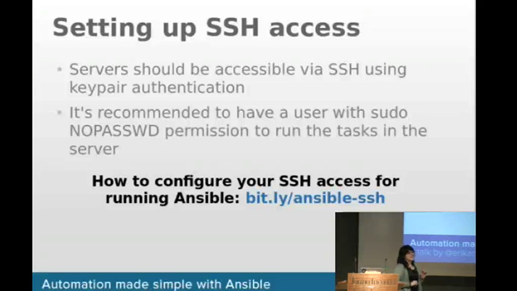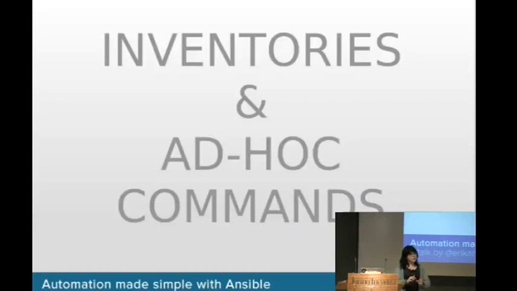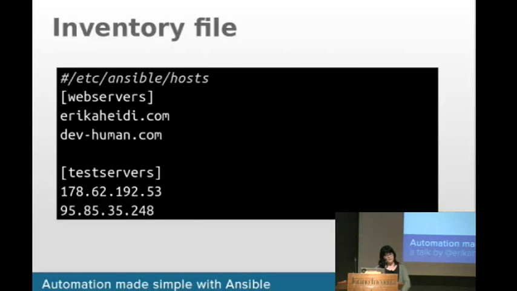Setting up the SSH access is also important to have everything working easily. The ideal setup is to have the server's SSH connection via key-pair authentication. It's also recommended to have a normal user on the server with sudo privileges and with no password permission, so you are not going to be asked for a password when running sudo commands, and that's better because then when you run the Ansible commands it will be easier. You don't need to provide extra parameters.